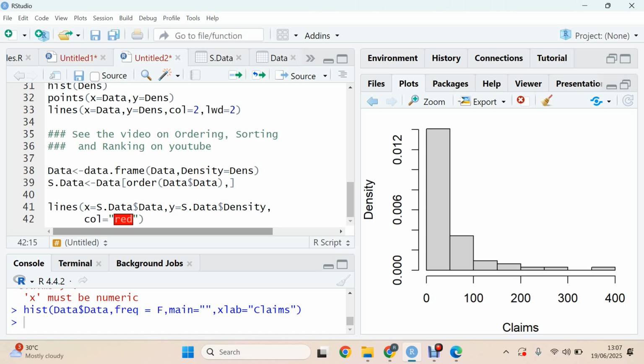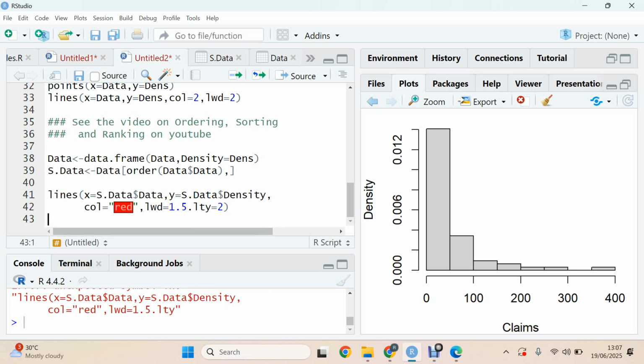We want the line width to be big. If we want the line width to be big, we can increase it; 1 is the default, and so forth. You can also have line type. 1 is solid line, 2 is broken, and so forth. Let me add one line type, maybe 2, which means we'll have some broken lines. Oh, sorry, I made a mistake. This should be comma.